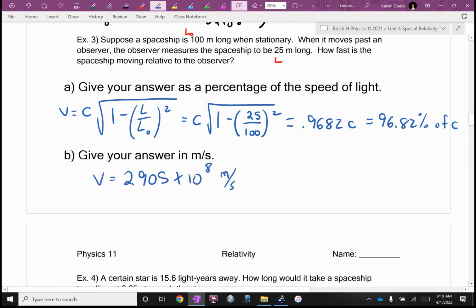Mr. Duick, how much should we round off to? On a test or a quiz, I'll probably tell you, but usually for relativity, I tend to go to 3 or 4 sig figs.